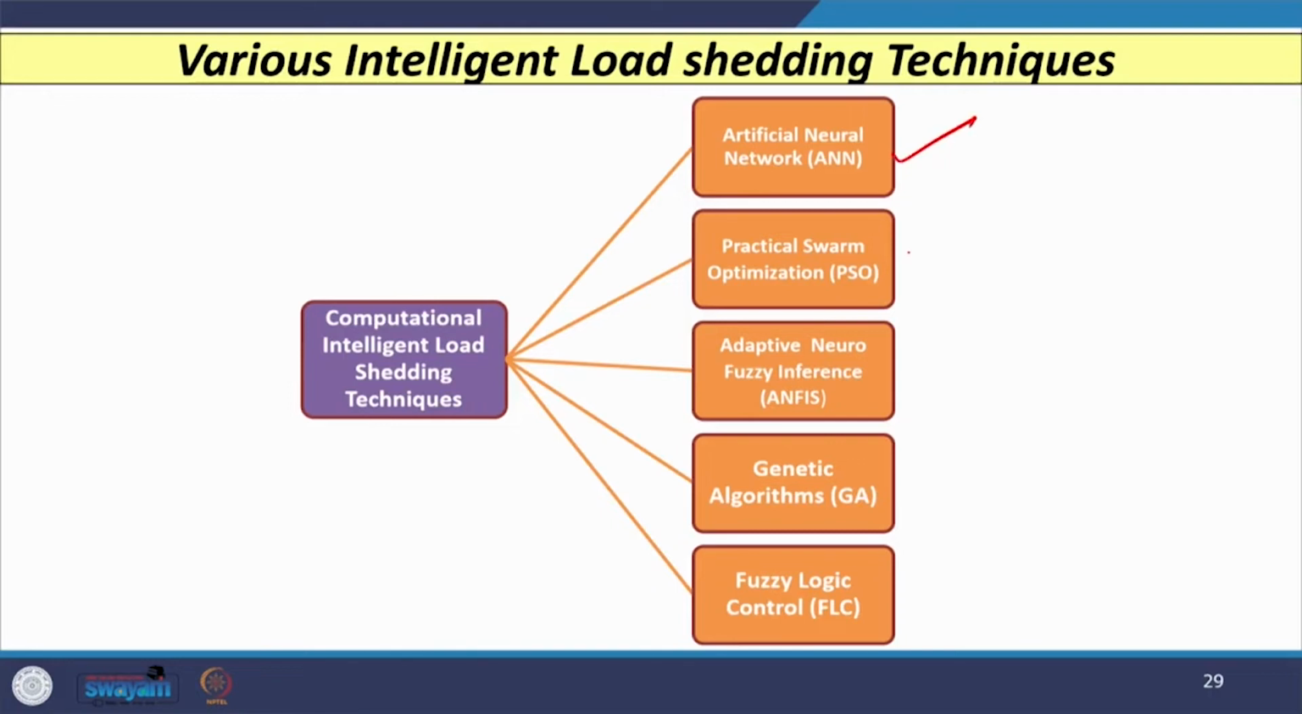Moreover, you can have various intelligent load shedding techniques based on artificial neural network. You have the technique based on particle swarm optimization. You may have the technique based on adaptive neuro fuzzy inference. You may have the technique based on genetic algorithms, and you may have the technique based on fuzzy logic control. So, all these techniques are pattern recognition based techniques.